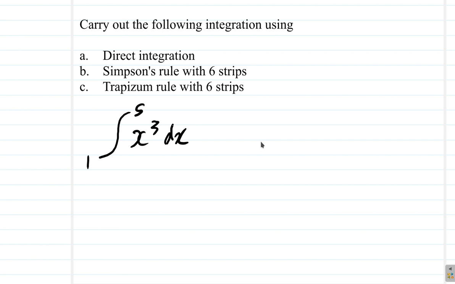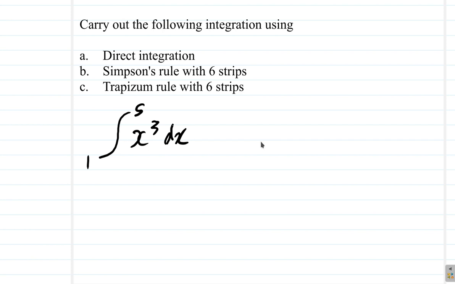Then we used 7 strips, which is an odd number of strips. Simpson's rule is supposed to use an even number of strips, not an odd number of strips. And when we used 7 strips, which is an odd number, Simpson's rule did not give us the exact answer that direct integration gave.